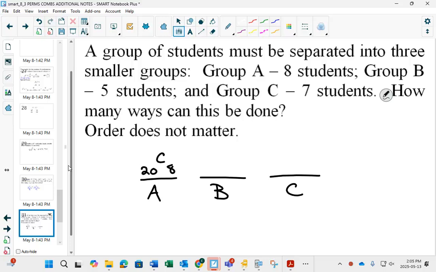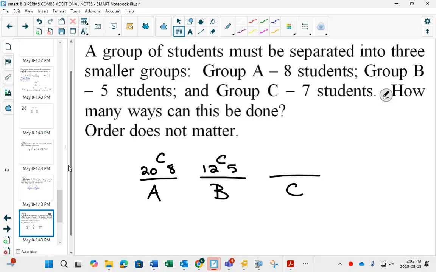Now, once I've done that, why is B not 20 choose 5? 8 of them are already in group A. How many people are left? 12. So there are 12 people left, and now we have to choose 5 of them.